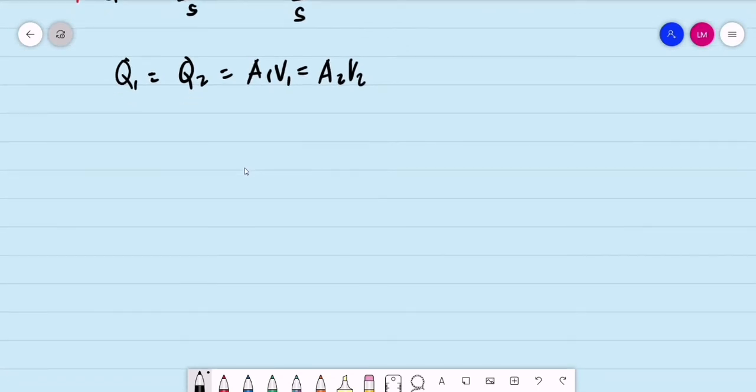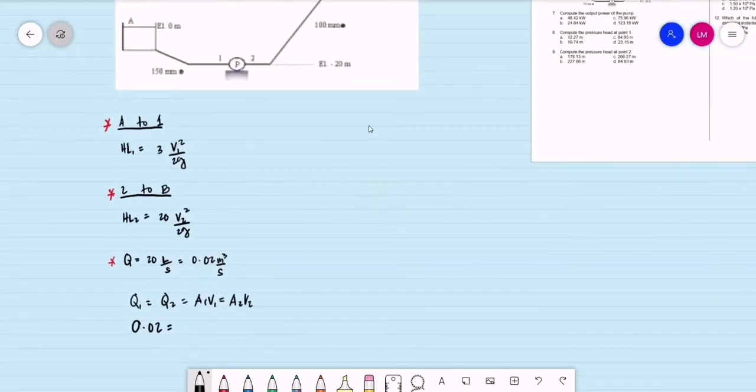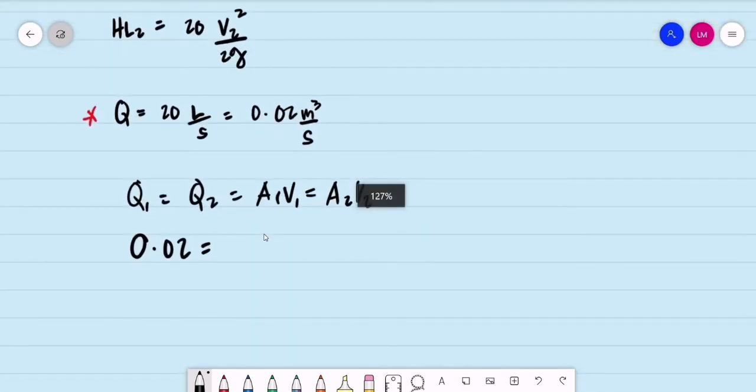Okay, so we have the discharge is equal to 0.02. Area 1, ano ba yung diameter ng pipe number 1 pala? Pipe number 1 is 150 millimeters. So this is the same as 0.15 squared pi, okay, divided by 4. This is multiplied by V1.